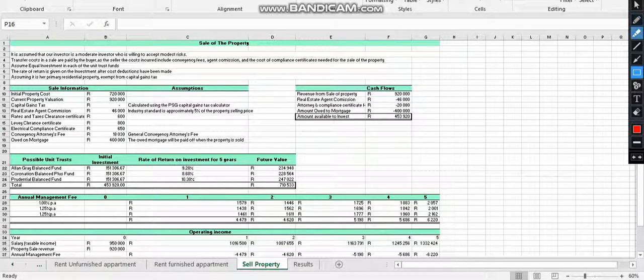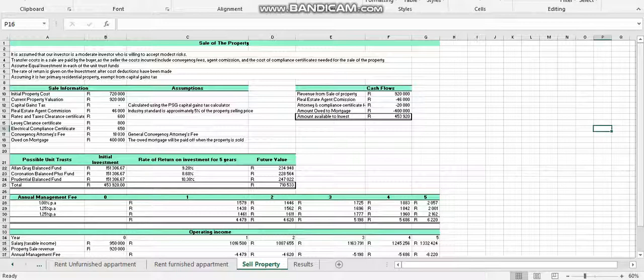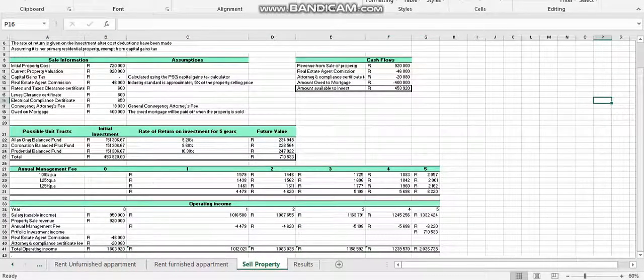The cash flows in that first year were then analyzed in order to find out the amount that was available for investment. It is assumed that the same amount will be invested into each unit trust. Now, with the sale of the property, it was found that capital gains tax was not applicable. This was based on the assumption that it is her primary residence.